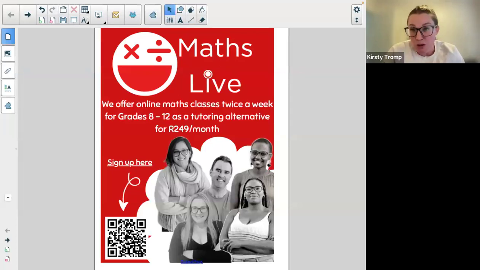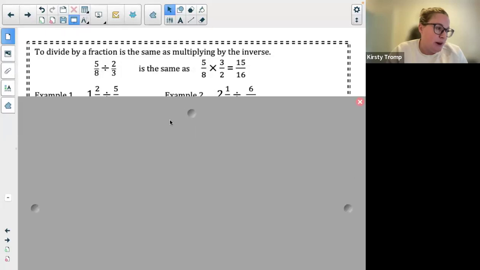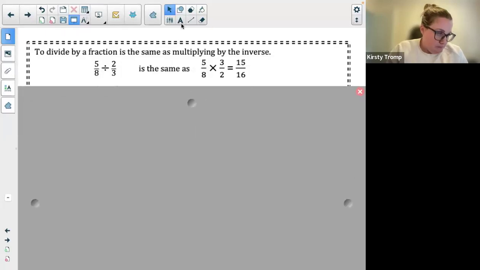We're going to be finishing off our fractions. Last lesson, Jen went over multiplying fractions with you guys, and adding and then multiplying fractions. And in this lesson, we are going to be looking at division of fractions. So to divide by a fraction is the same as multiplying by the inverse.